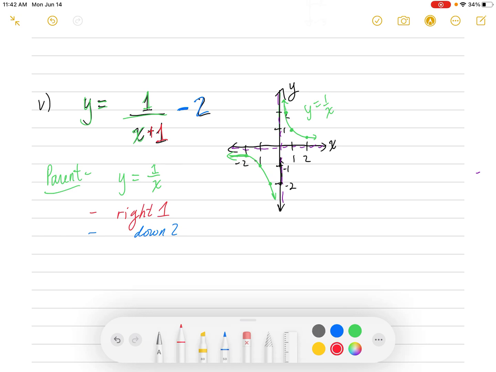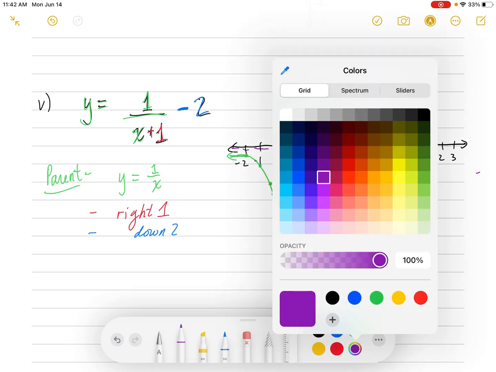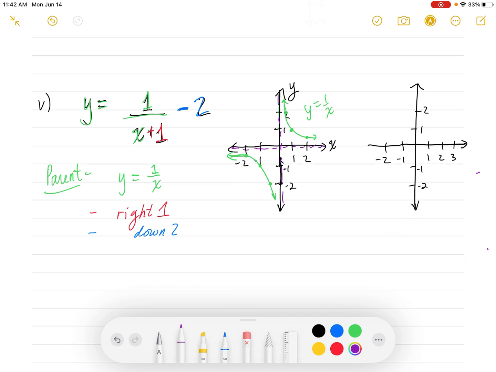Okay, so the first thing we were going to do, so this is y equals 1 over x, the parent. The first thing we're going to do, we're going to shift right 1. So I'm going to make another graph over here where we shift everything 1 to the right. So I'm going to take my purple asymptotes and shift everything to the right one.